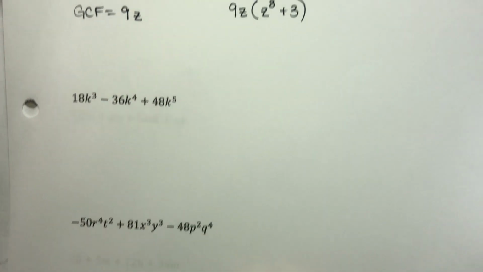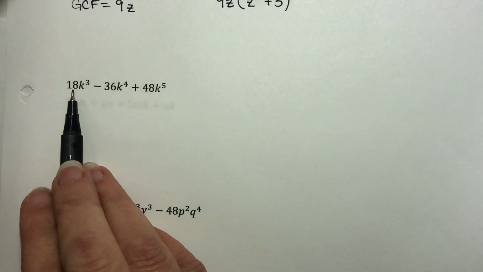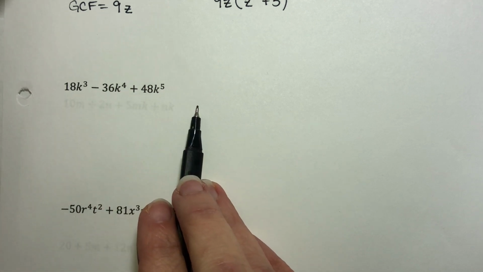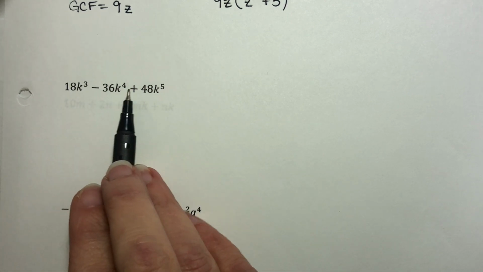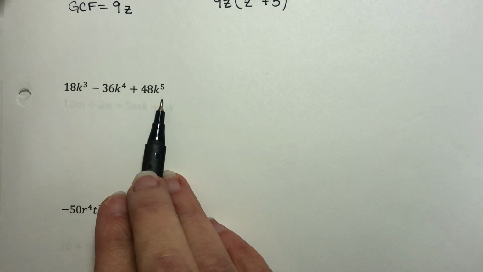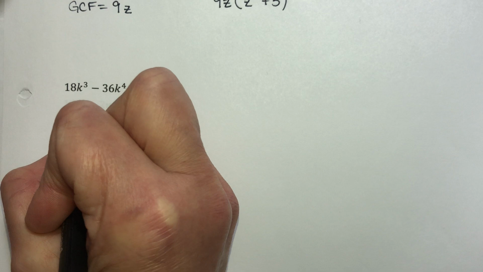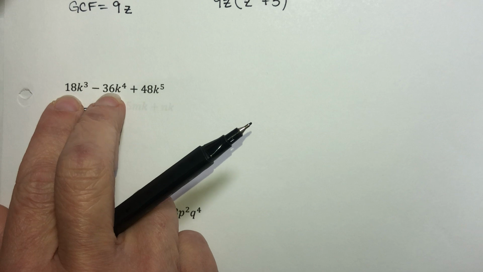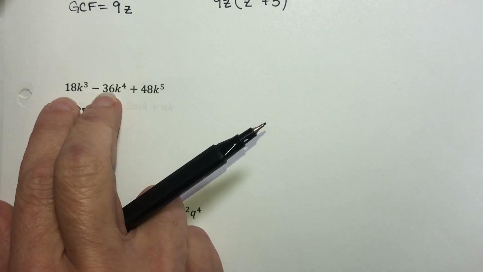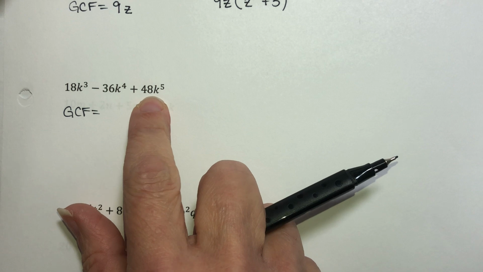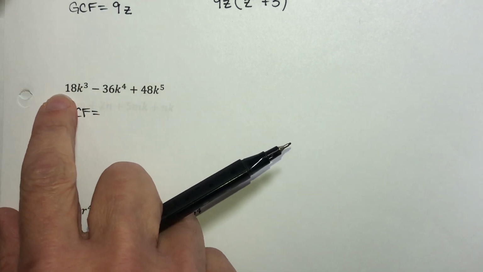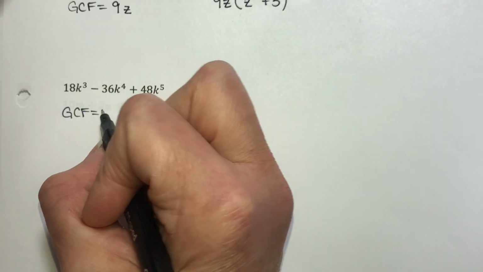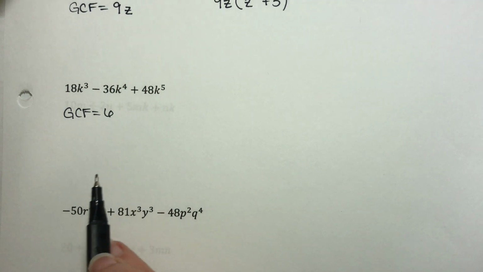Okay, so let's try this one. I have an 18, a 36, and a 48. So I need to find the GCF of those numbers. And then I have a k in each of these, so I'm definitely going to have a k in my greatest common factor. My GCF is going to be, okay, so I look at these two. 18 and 36 are both divisible by 9, but 48 is not. So 9 is going to be too big. 6. If I can divide this by 6, and this by 6 as well. So I think 6 is going to be my GCF on the number part of it anyway.